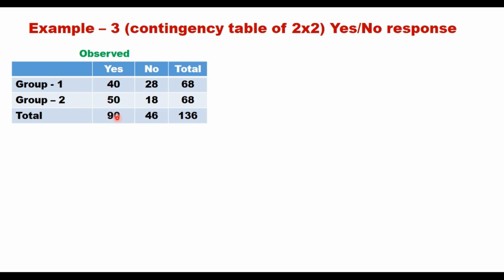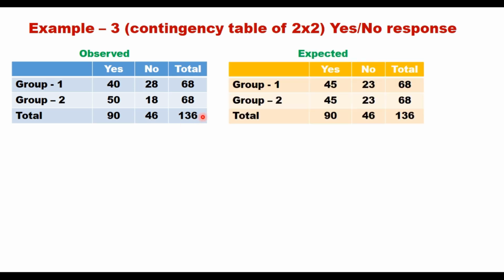So that is the total. 90 said yes and 46 said no. So based on that, if you assume that the difference in opinion is only by chance, the expected frequency or expected yes and no will be equal. 45 people will be saying yes out of 90 and 45 in group 2. Similarly, out of 46 people who said no, there will be equal distribution in two groups. So that is the expected frequency or expected response.